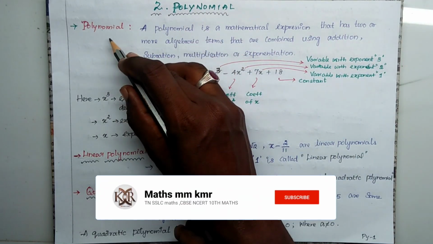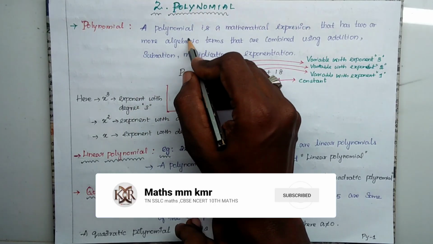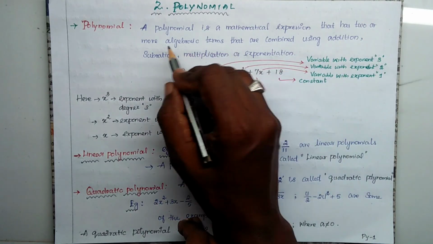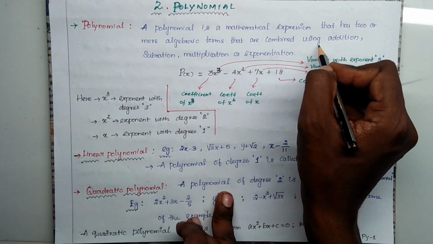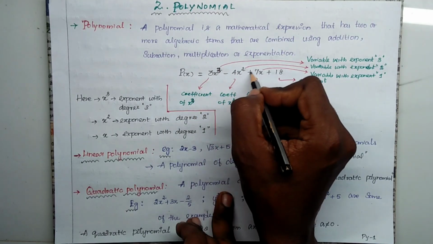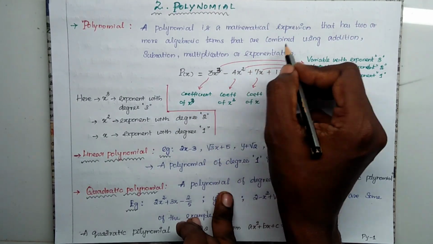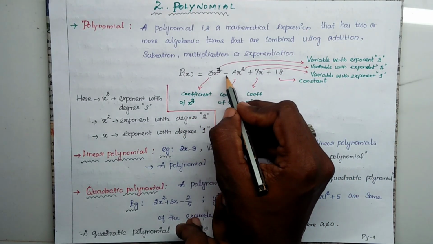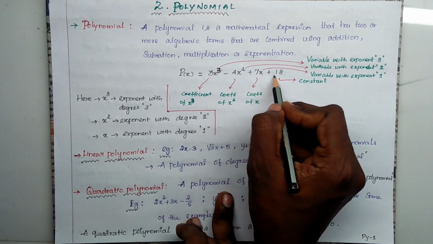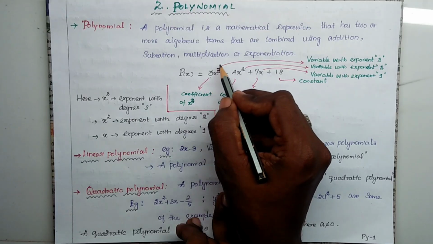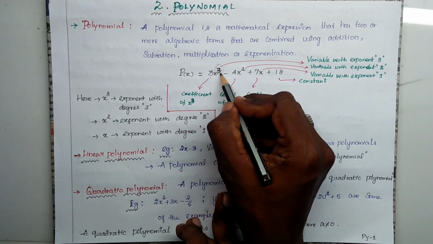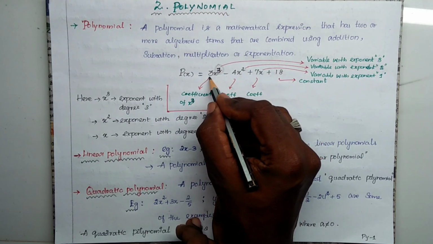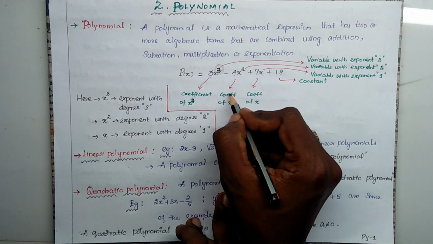Okay, first, polynomial. A polynomial is a mathematical expression which consists of two or more algebraic terms and combines addition, subtraction or multiplication with exponents. First, let us take an expression: 3x cube minus 4x square plus 7x plus 18. We have taken this 3 degree expression, with exponents up to degree 3. Now here, these 3 and 4 are coefficients.